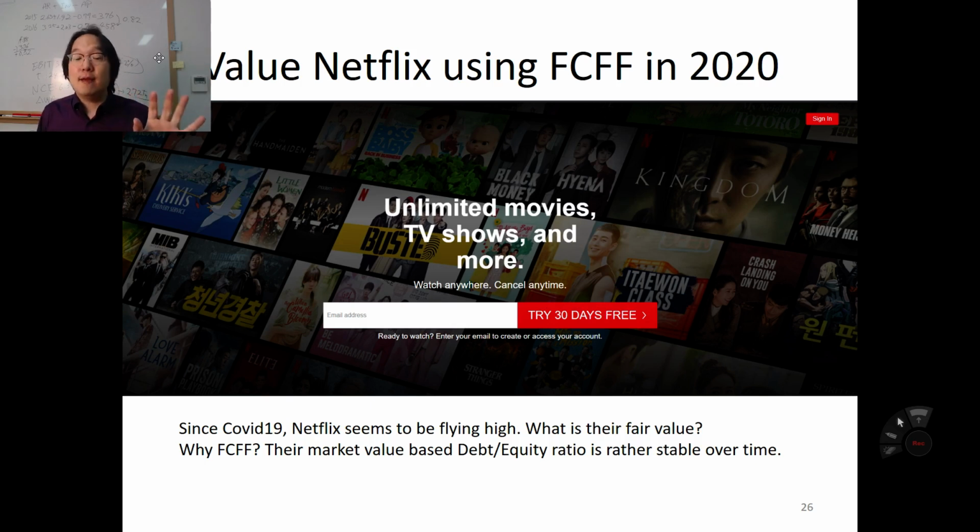Why FCFF? Their market value based debt to equity ratio is rather stable over their history, and they don't seem to have any refinancing schedule or significant need at this moment. So we can safely assume their capital structure will be similar into the future.